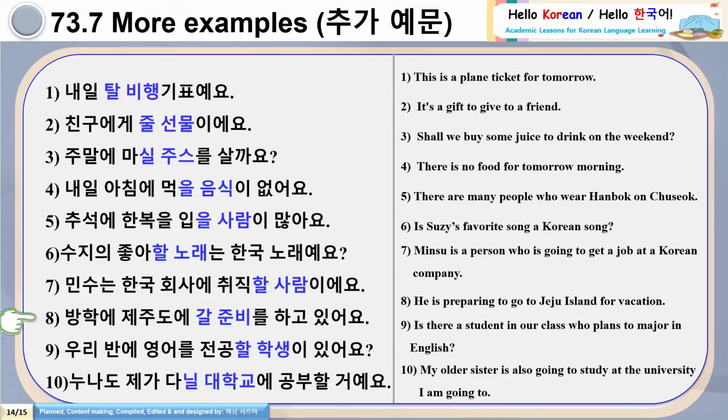Number 8. Pangha ke jeju doe khal chumbiral hago issoyo. Number 9. Uri phane yongoral jongong hal hak sengi issoyo. Number 10. Nunado chega thanil de hakyoe kumbu hal koeyo.